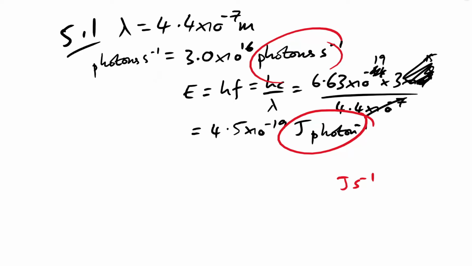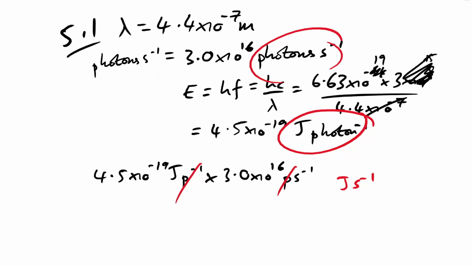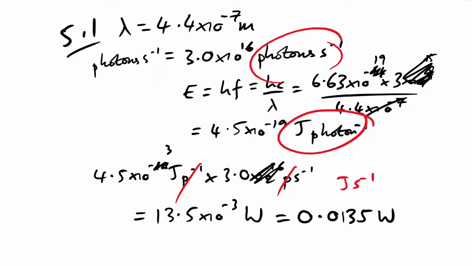So therefore we're going to do 4.5 times 10 to the minus 19 joules per photon, times that by 3 times 10 to the 16 photons per second. Those cancel and we just end up with joules per second. So therefore, again, powers of 10, minus 19 times 16, so this just ends up being times 10 to the minus 3. I think I can do this in my head, so this ends up being 13.5 times 10 to the minus 3 watts. Or in other words, 0.0135 watts.